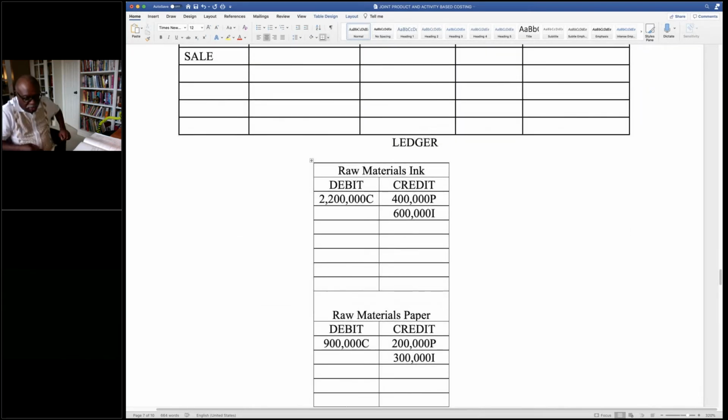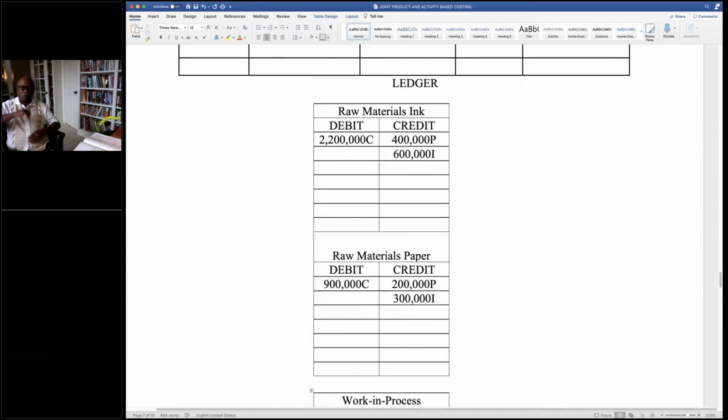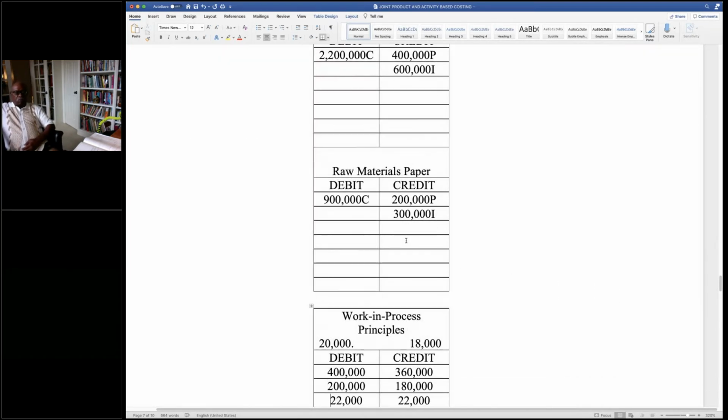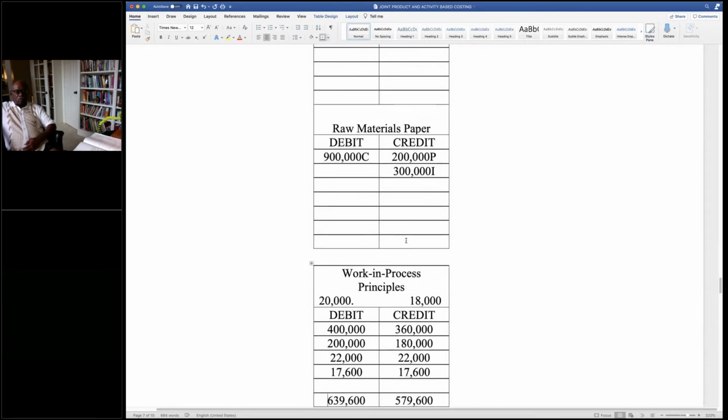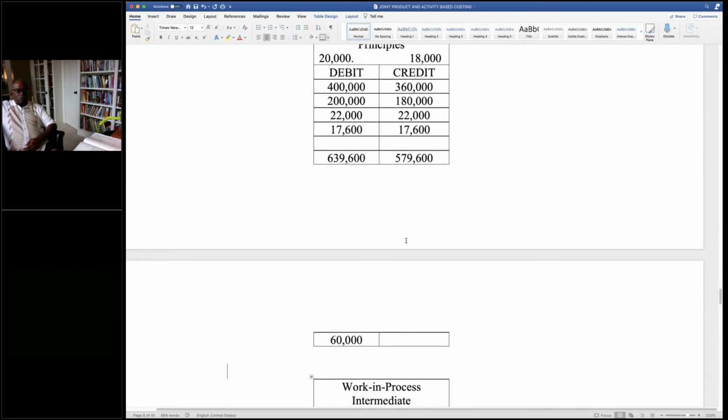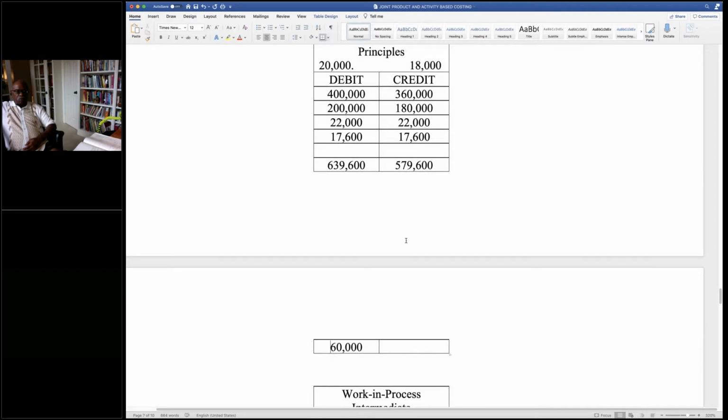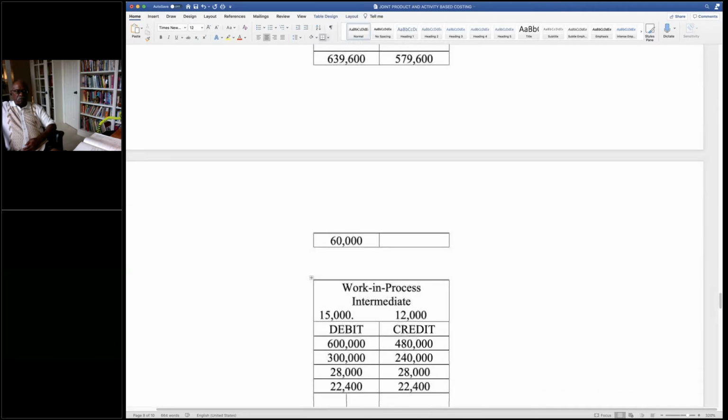All right, so now we're going to do advanced. Do we need to put anything else in the chart, or we did everything in the chart? Oh, we need to put our cost of goods sold to the ledger. Okay.